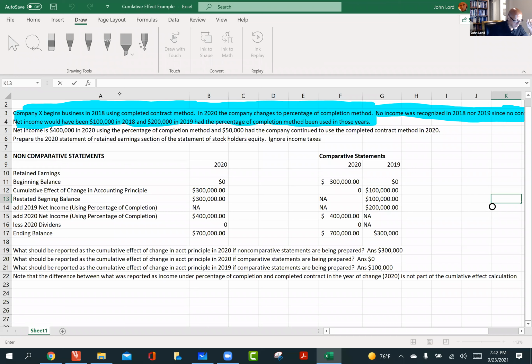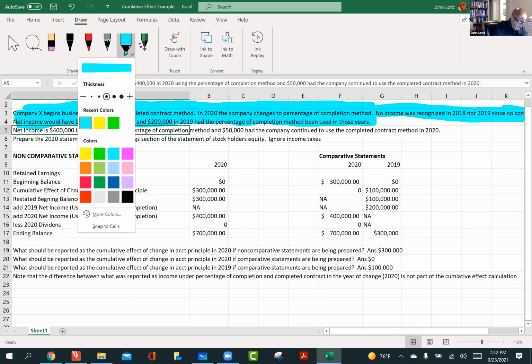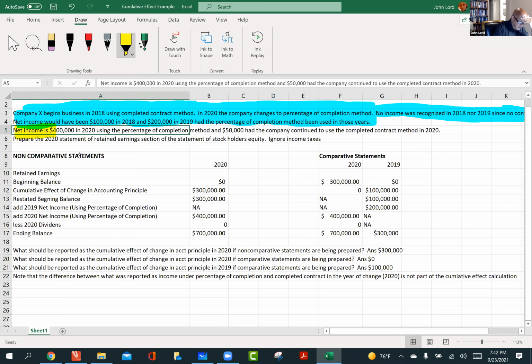used in those years. Net income is, and for some reason my pens are going to crap out on me. Here we go. Net income is 400,000 in 2020 using percentage of completion, and 50,000 had the company continued to use the completed contract method in 2020. Prepare the 2020 statement of retained earnings section in the statement of stockholders' equity. Okay. Now, let's first look at non-comparative statements.